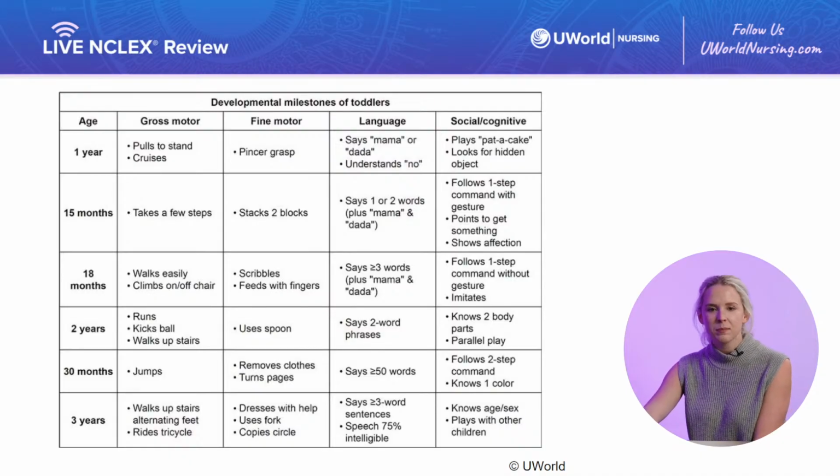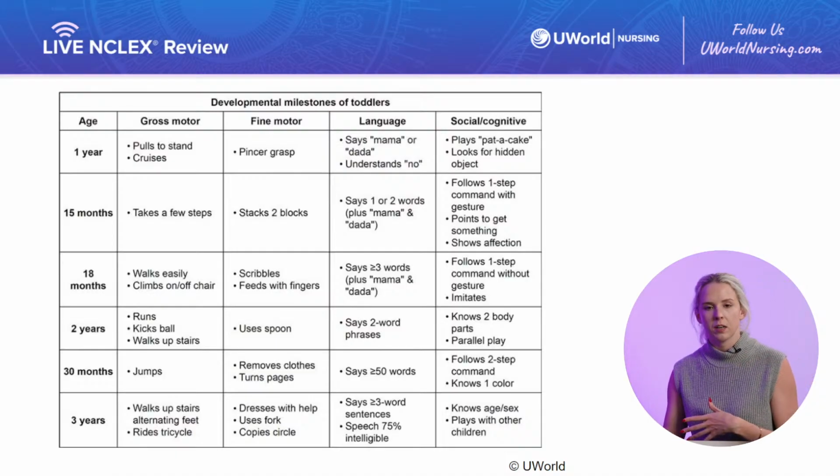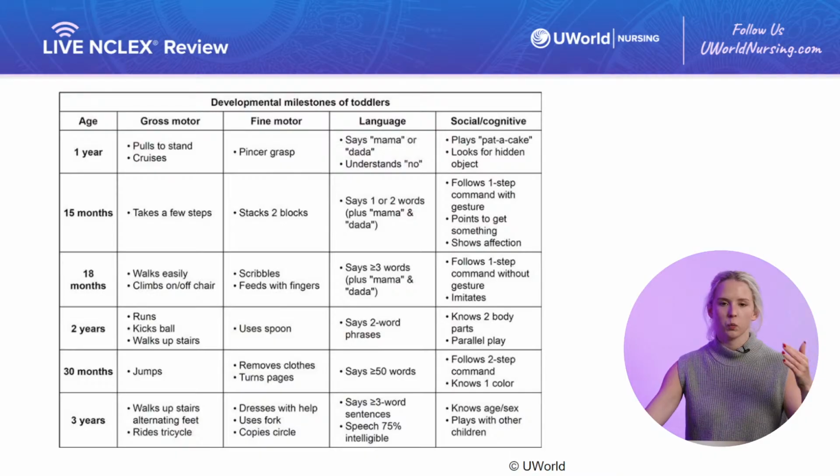Alrighty, so highlighting some differences between 30 months and 3 years. You can again look at this, but we see 30 months is going to be that 2.5 years, 3 years is going to be obviously 36 months. But here at 30 months, they're jumping versus walking upstairs with alternating feet. And then we see at 2 years, they can walk up the stairs.